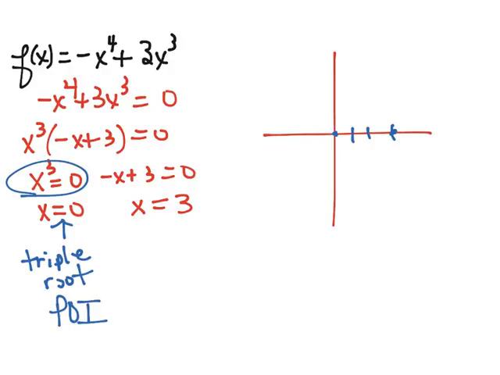Since x equals 3 is a single root, it has a multiplicity of 1, the graph is going to go straight through that 0. But at x equals 0, it's going to go through, but it's going to kind of flatten out as it goes through that 0.